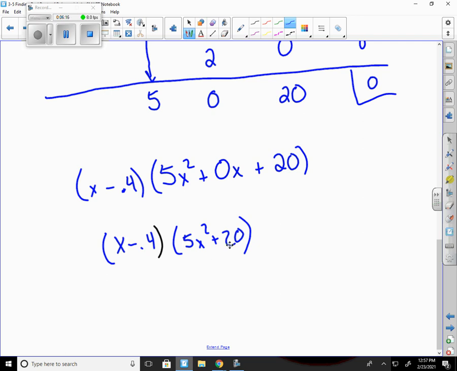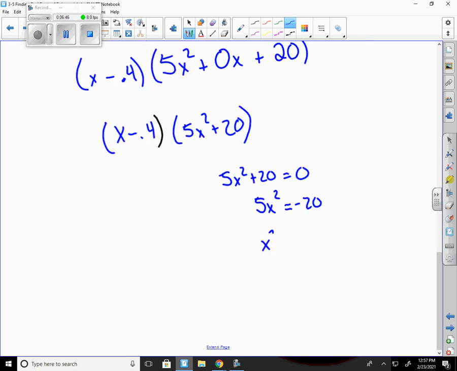Now, because this is just 5x squared plus 20, I don't have to use the quadratic formula. I can try to use the quadratic formula to solve this. Once you get down to an x squared, you know you can use the quadratic formula to solve it. But I could also, since there's no x in the middle there, just take this and set it equal to 0. 5x squared plus 20 equals 0. Subtract the 20 over. That gives me 5x squared equals negative 20. Divide by 5. I get x squared equals negative 4. Take the square root. Now, if I take the square root of a negative 4, it gives me an imaginary number. So I know that this is not going to simplify any further.